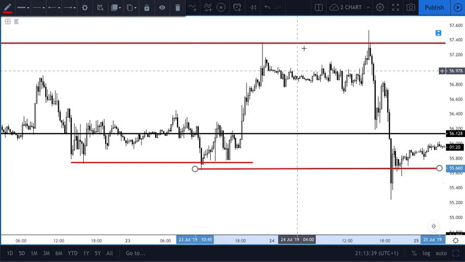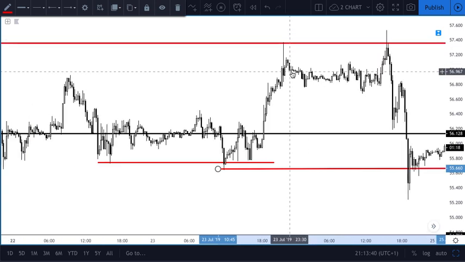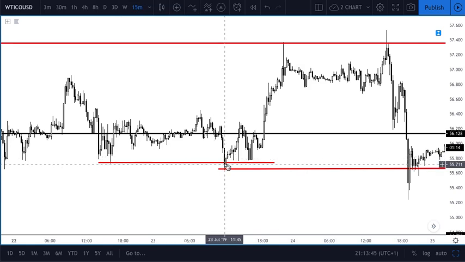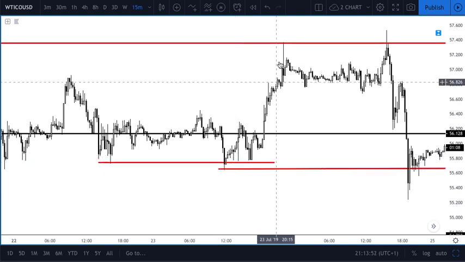You didn't get a retest here. You kind of did there, but not really. Once again, here's the low. You broke up above it. You can set your limit orders here if you want. Price starts holding. Stop below and go to the long side.